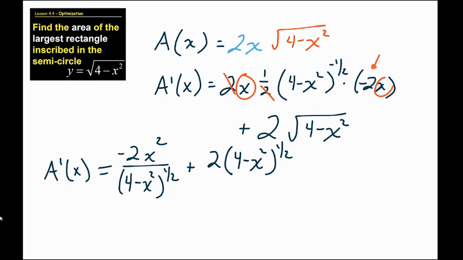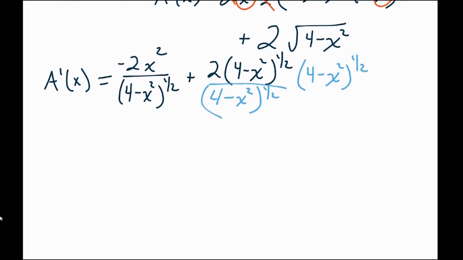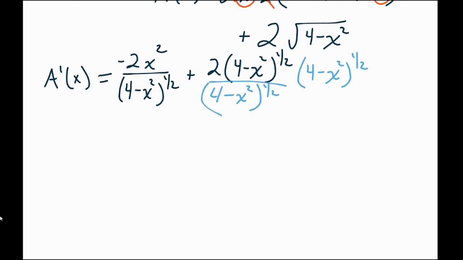So what are we doing here? We're trying to simplify our derivative so that we can ultimately set it equal to 0, right? It's an example of a common denominator. The only way that you're going to solve this derivative is if it's simplified into one fraction. So I need a common denominator. I'm going to multiply the top and bottom by the (4 minus x squared) to the 1/2.